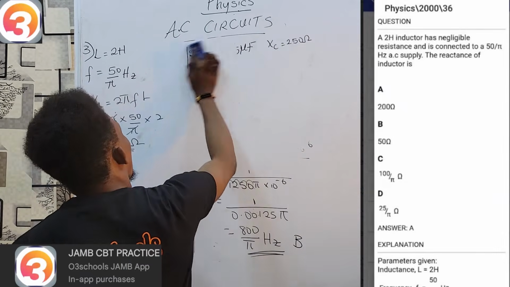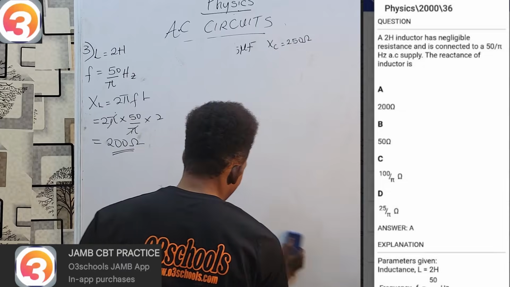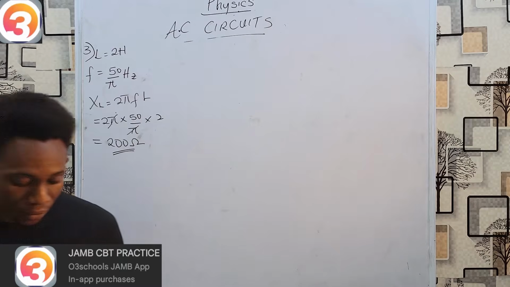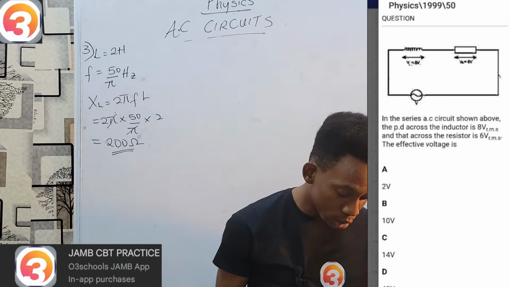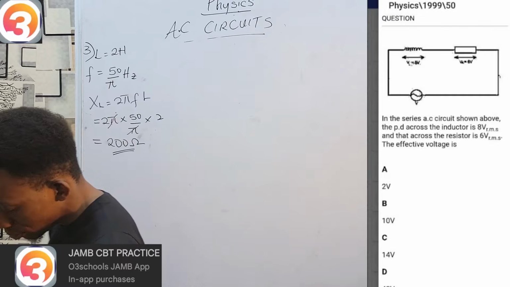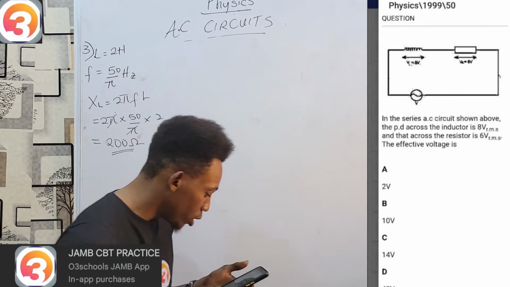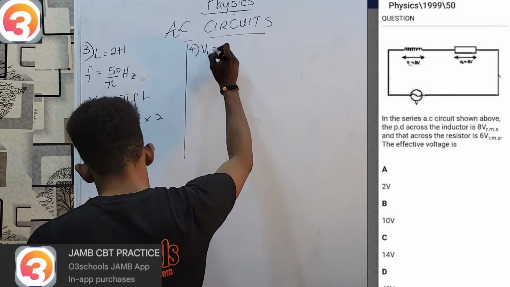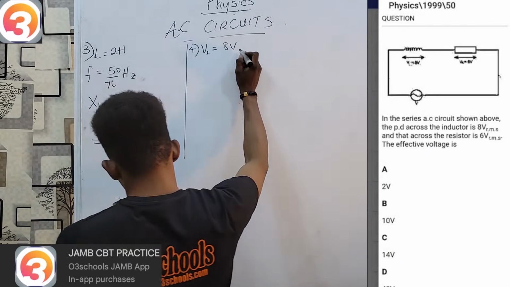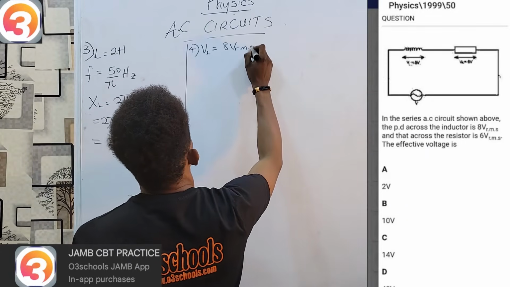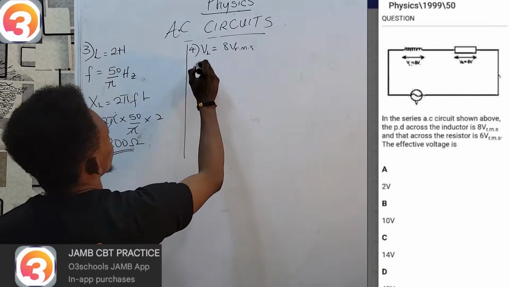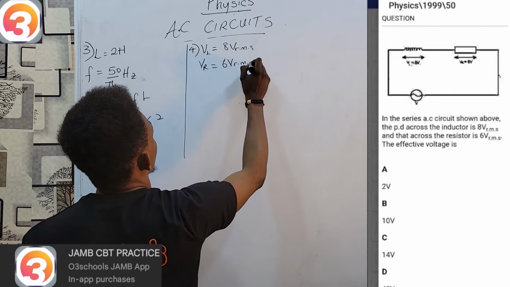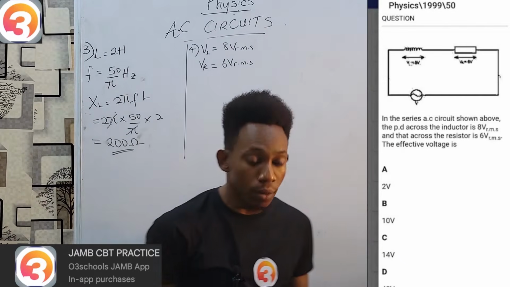Moving on, our next question comes to us from the year 1999, question number 50. And as you can see, this one has a circuit diagram. We are told the potential difference across the inductor, which is VL, is equal to 8 volts, but this is root mean squared, and that the voltage across the resistor, VR, is 6 volts, also a root mean squared value. So we have to find the effective voltage.